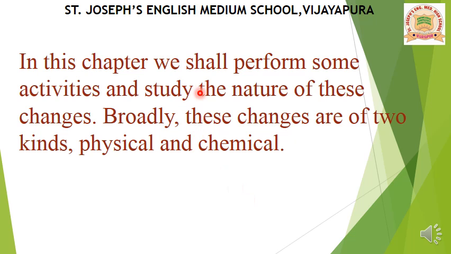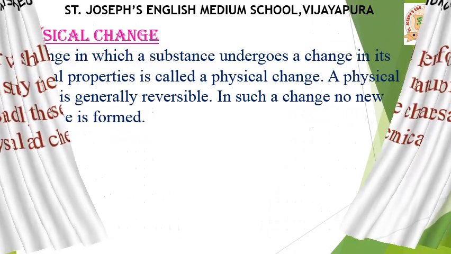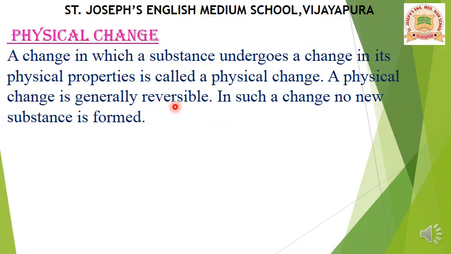In this chapter, we shall perform some activities and study the nature of changes broadly. These changes are of two kinds, physical and chemical change. Today, we are going to discuss physical and chemical changes. A change in which a substance undergoes a change in its physical properties is called physical change.